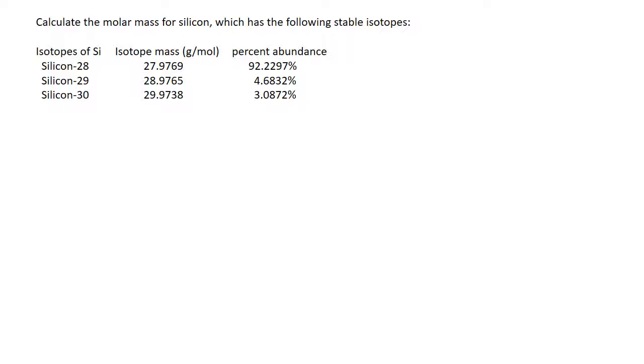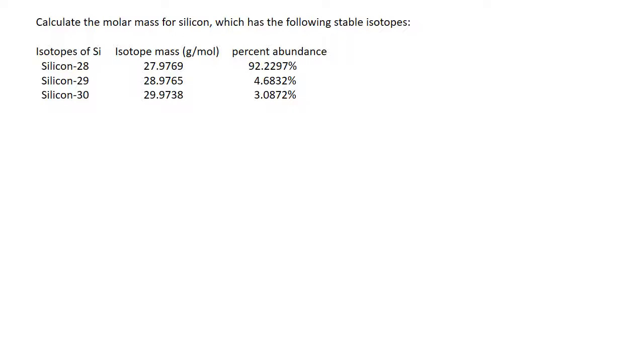Let's take that same idea of a weighted average to this problem, where I need to calculate the molar mass for silicon, which has the following stable isotopes. There's 3 of them, silicon 28, silicon 29, and silicon 30, each differing by a different number of neutrons. And I can see the mass in grams per mole of each of those isotopes, as well as their percent abundance.